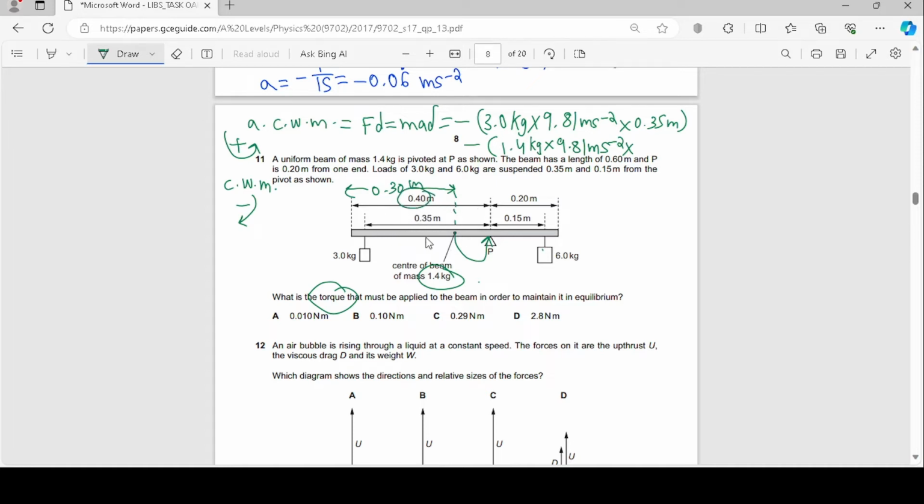The distance from the end of the beam to P is 0.40, and the distance of half the beam is 0.30. So I need to find this distance. Should I color it or something? For this distance, that's going to be 0.40 minus 0.30, so 0.10 meters. Okay, now let's do this calculation. So minus 3.0 into 9.81 into 0.35 minus 1.4 into 9.81 into 0.10.